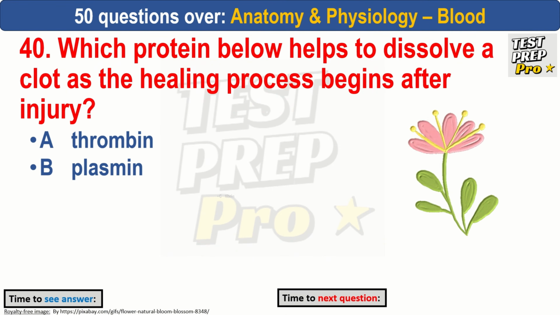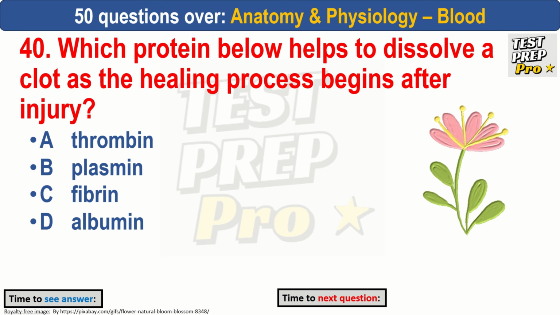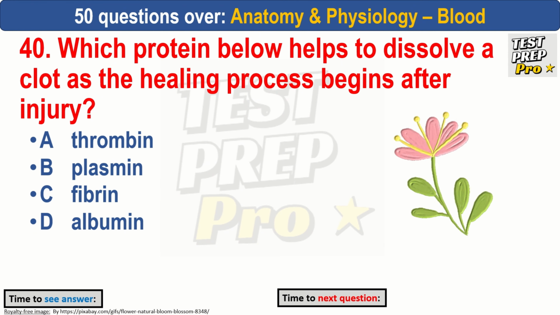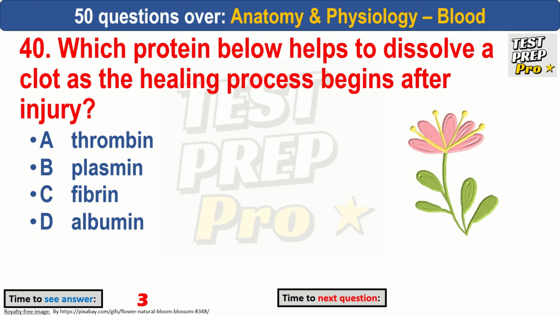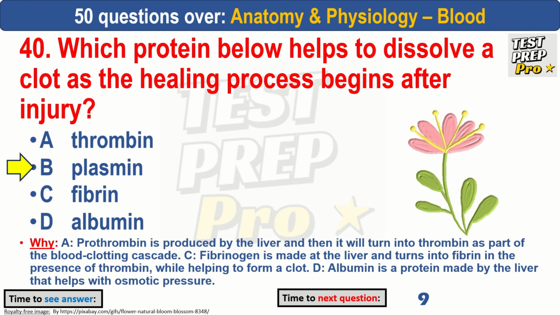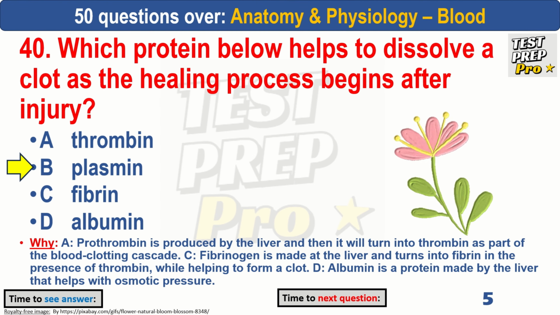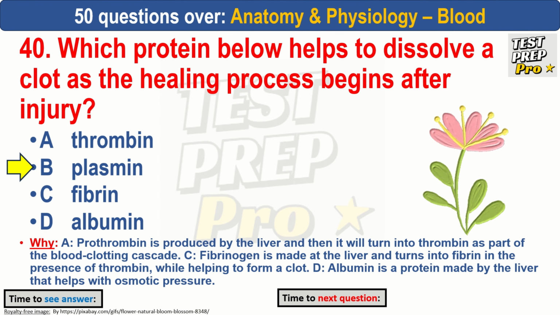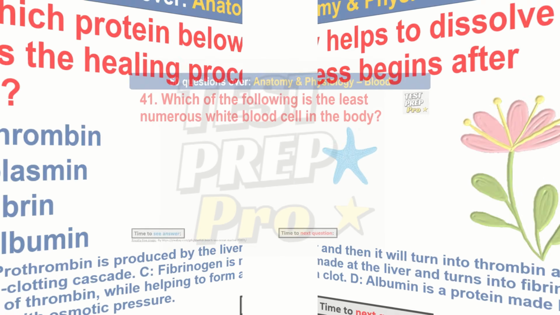Which protein below helps to dissolve a clot as the healing process begins after injury? Is it A, thrombin, B, plasmin, C, fibrin, or D, albumin? So which one is involved in this process? It's going to be plasmin. You would convert this from plasminogen to plasmin, and then plasmin will help to dissolve the clot during the healing process. As the clot goes away and you replace it with normal tissue, it would help out.